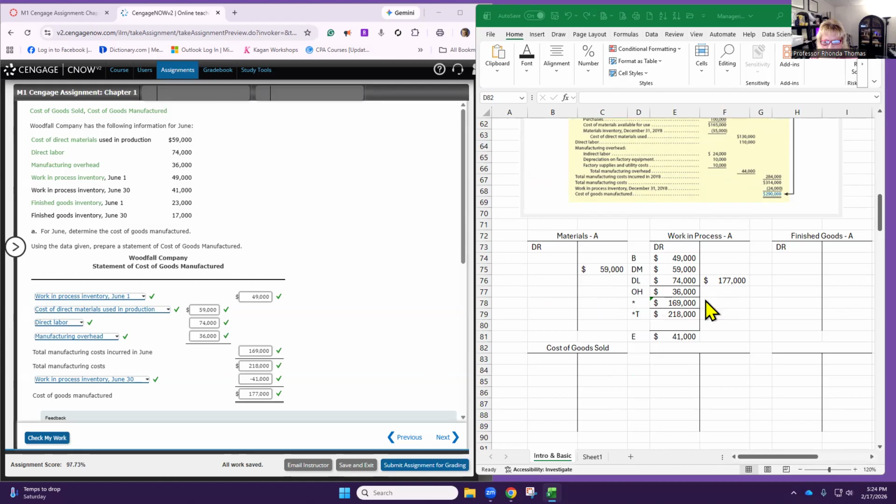I made a T account for our work in process. It started with a beginning balance. These are balance sheet accounts: this one, this one, this one. These are our inventory balance sheet accounts.